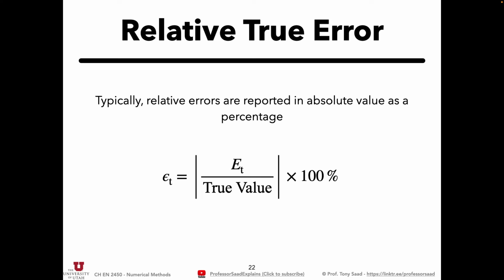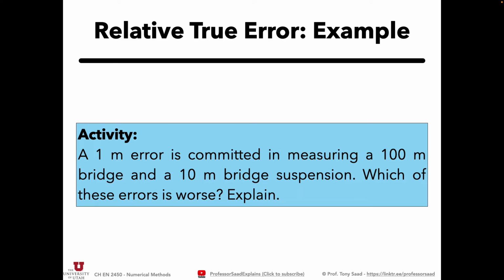But in principle, those should go up to 100%, and you report the error as a percentage, and then you move on with your life. All right? So now I'll throw this at you. Again, a 1-meter error is committed in measuring a 100-meter bridge and a 10-meter bridge suspension. So you have that bridge.